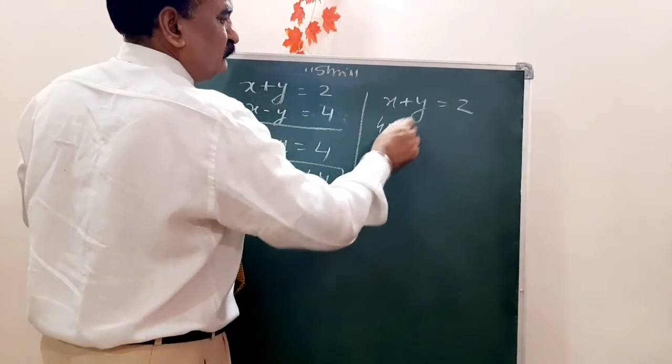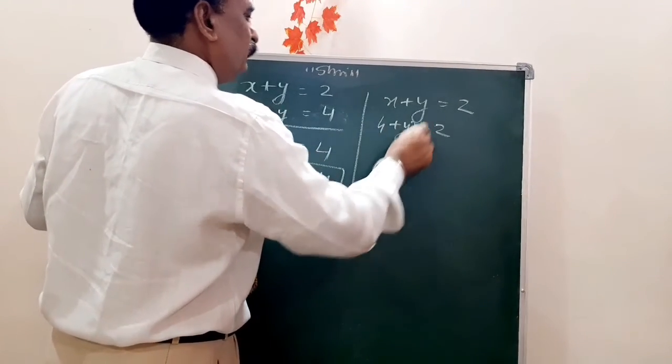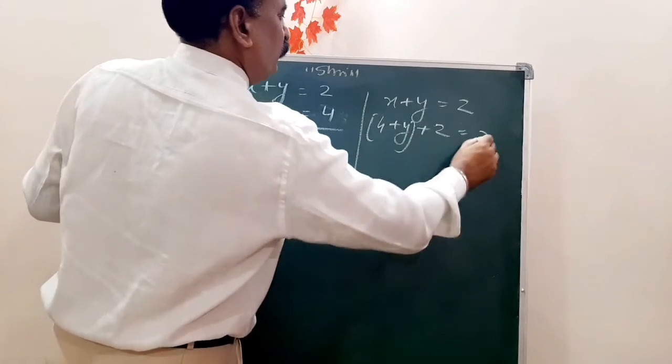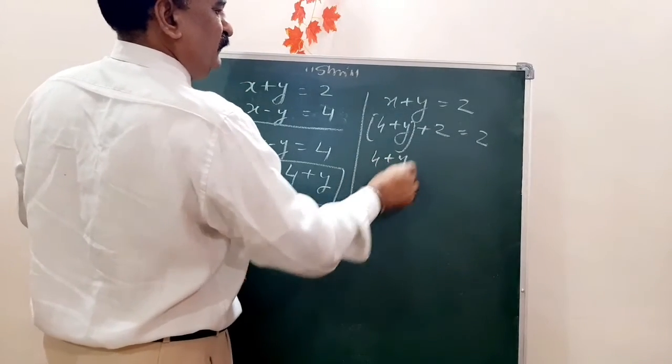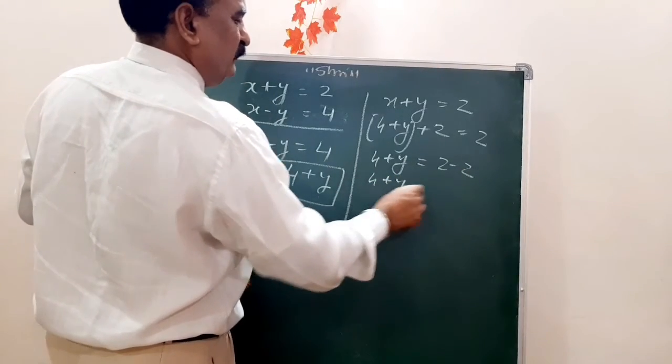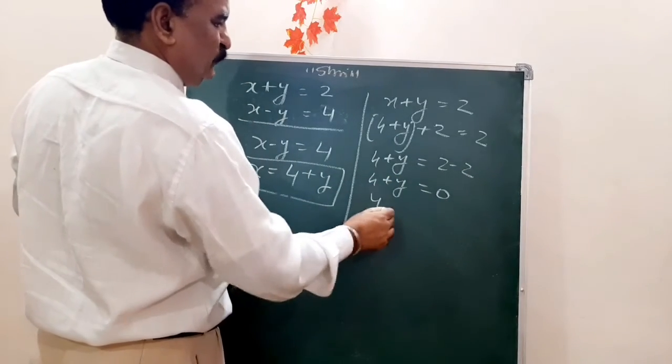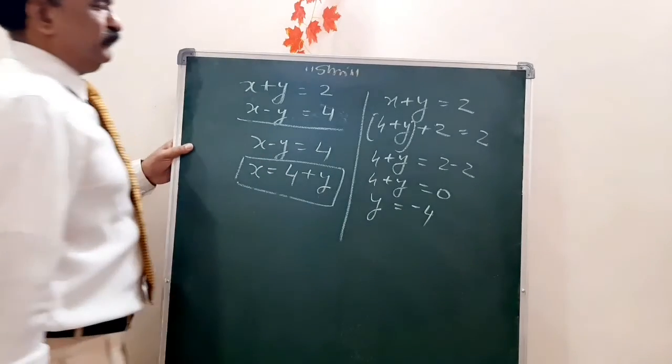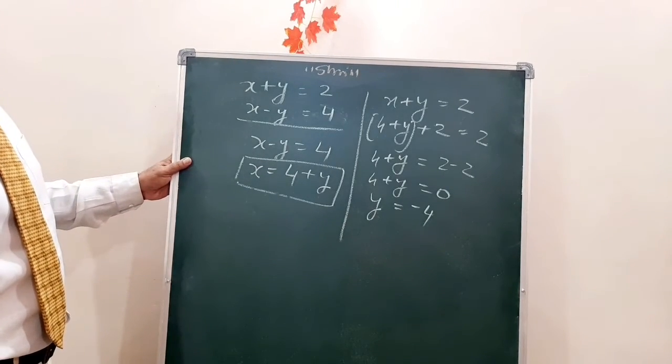So 4 plus y plus y is equal to 2. So 4 plus 2y is equal to 2, so 2y equals 2 minus 4. So y is equal to minus 2.